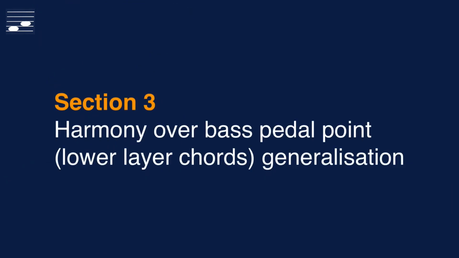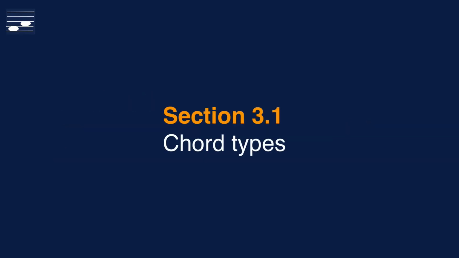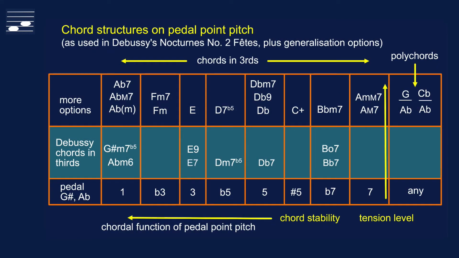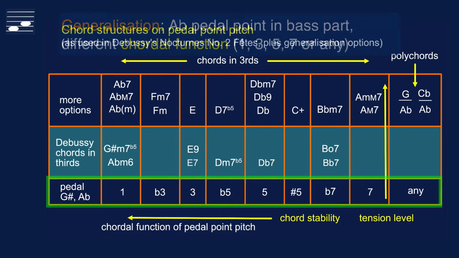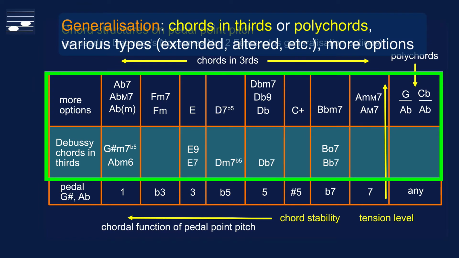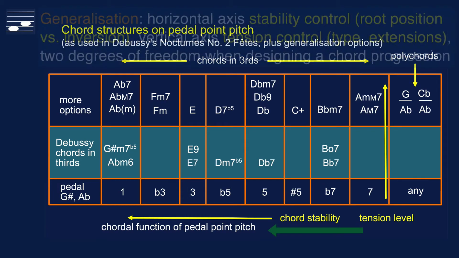In this section we'll expand the set of chord options over bass pedal point and include a wider range of chord types. For this generalization approach, we return to the diagram shown before. We keep the A-flat pedal point pitch, which now may be any chordal function. The chords may again be constructed in thirds, but we may also use extended and altered chords. Or we stack 2 triads to obtain a polychord, as shown on the right.